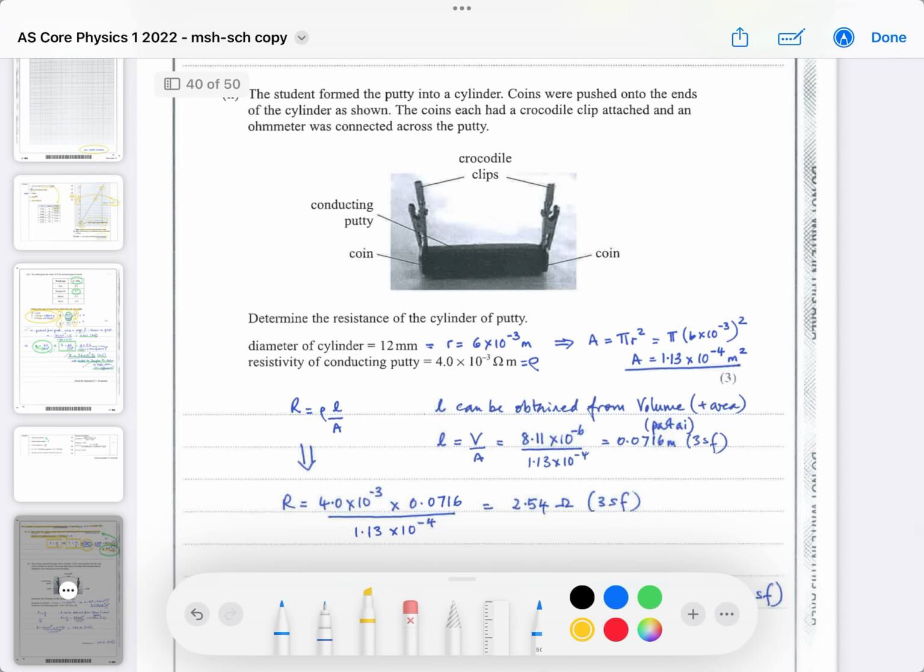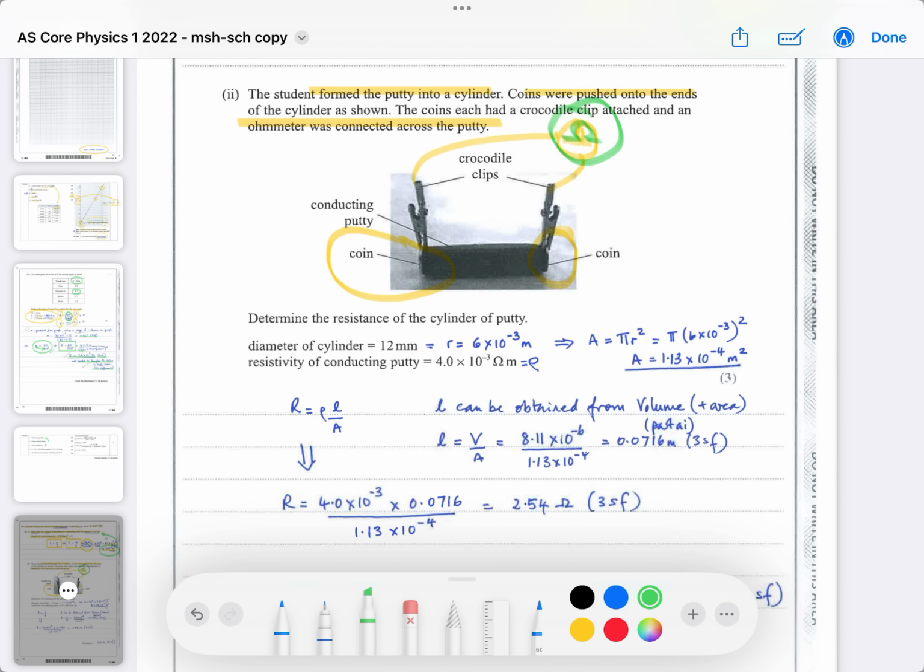The next part says the student formed the putty into a cylinder. Coins were then pushed into the ends, as shown. So you've got a coin here and a coin here. Can't quite see them on this photocopy. The coins each had a crocodile clip attached, and an ohm meter was then connected across here. So you've got an ohm meter attached there. That's meant to show that that's an ohm meter. Okay, there's my ohm meter attached to 2 crocodile clips.